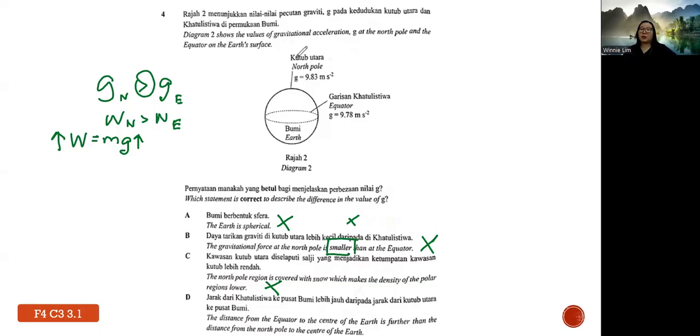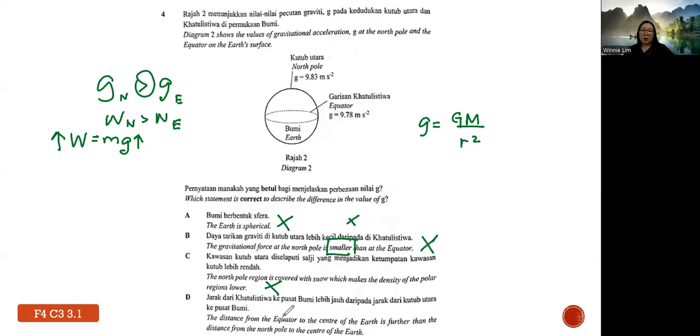Okay, so of course, the question didn't directly give you the diameter or distance or radius, right? But based on the formula that you all learned in chapter 3, the value of g is what? You can have one formula. You all can refer to the formula list. Okay, this g is GM over R squared.